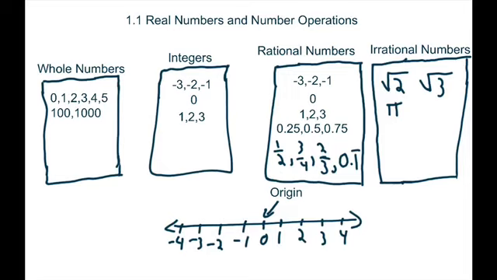1.1 Real numbers and number operations. Whole numbers or natural numbers, normal ones like these. Integers are negative and normal numbers. Rational numbers are every single type of number, except square roots and pi. 0 is always the origin.